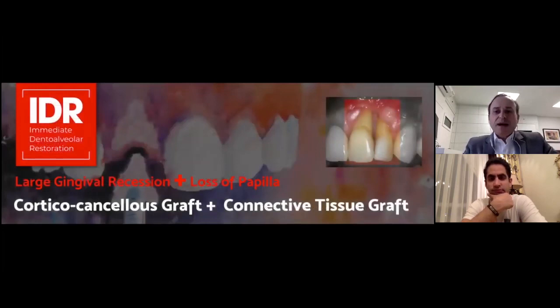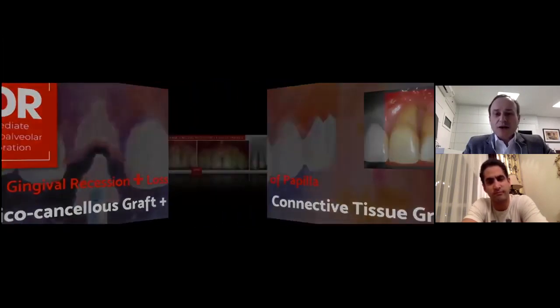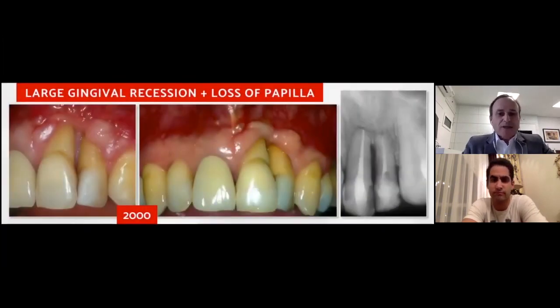2019. To finish my speech, I would like to share with you this clinical case. This patient had a large gingival recession in combination with loss of papilla, and we applied here the cortical cancellous graft in combination with connective tissue graft. Let's see what we did here.